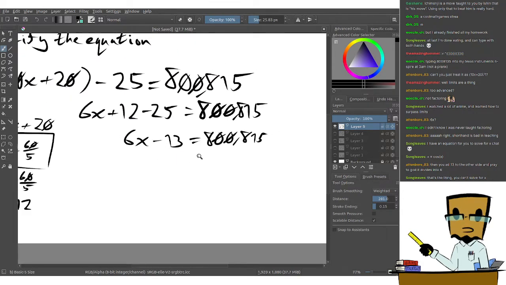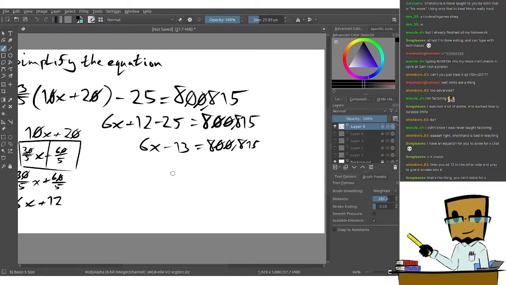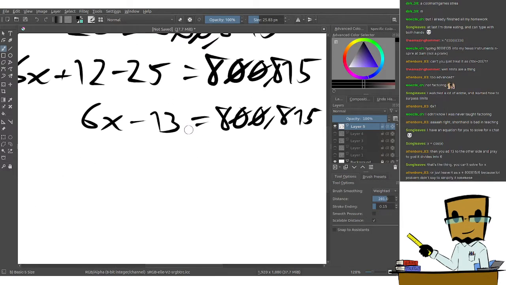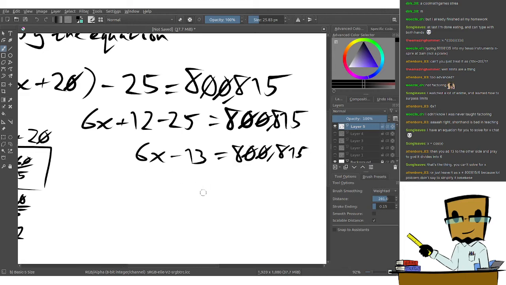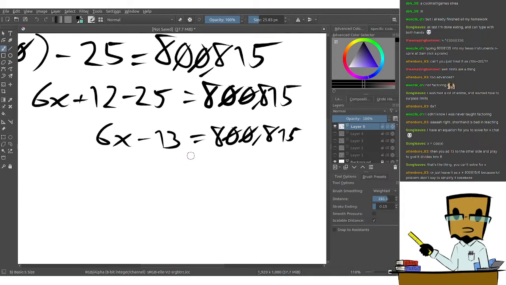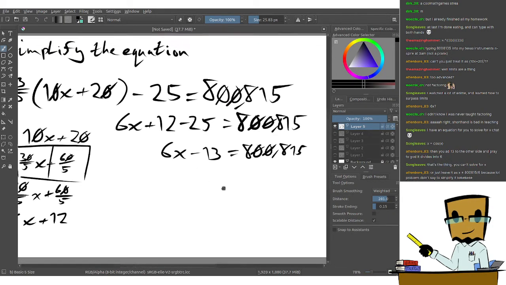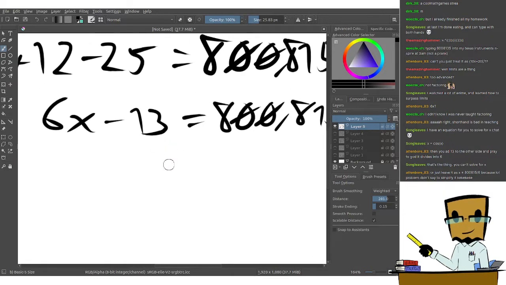Yes, and then now we've got an equation that we can start algebra on. Now this is where the real algebra starts. Well, I guess we have to do a little bit of it. X equals 815 over... wait, no. The problem didn't say simplify. It says simplify the equation. You can't get away with it.